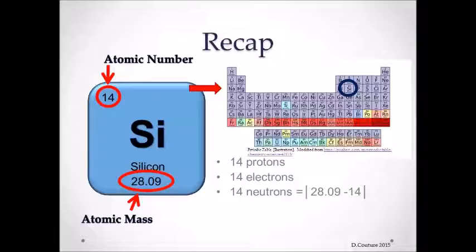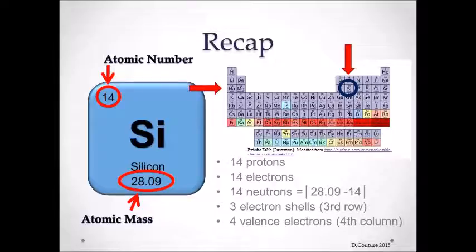To find the valence electrons and the electron shell depends on where silicon is placed. Silicon is on the third row of the periodic table, so it has 3 electron shells, and it is located on the fourth grouping or fourth column of the periodic table, so it will have 4 valence electrons. The reason why I say 4 here is because I'm going to skip over the transitional metals, and I'll show which ones are the transitional metals in the next mini lesson.